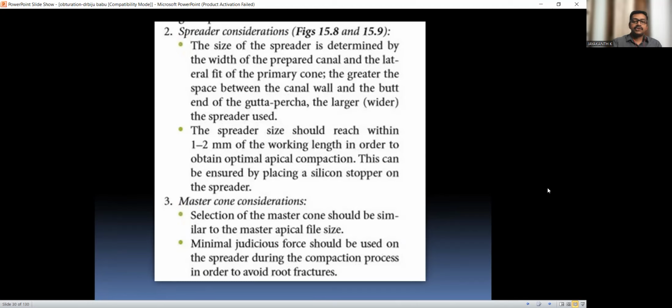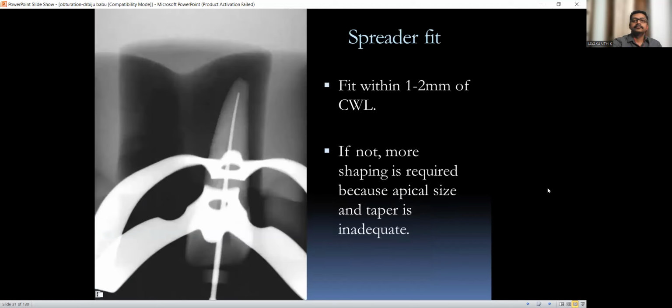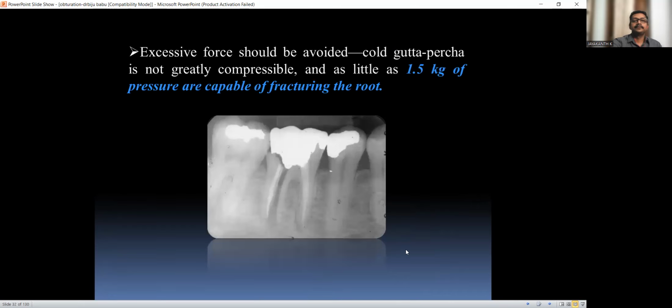Minimal judicious force should be used onto the spreader during the compaction process in order to avoid root fractures. Now about spreader fit, as I told you earlier, it should fit within 1 to 2 millimeters of the correct working length. If not, more shaping is required because apical size and taper is inadequate. So your apical size and taper should be adequate for the spreader to reach 1 to 2 millimeters of the working length.